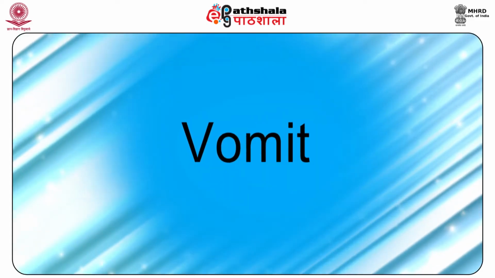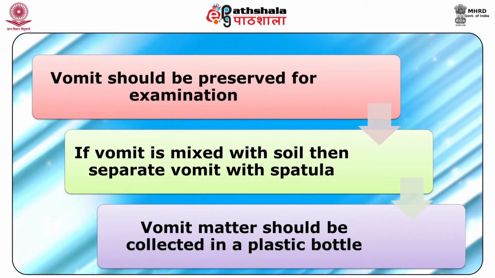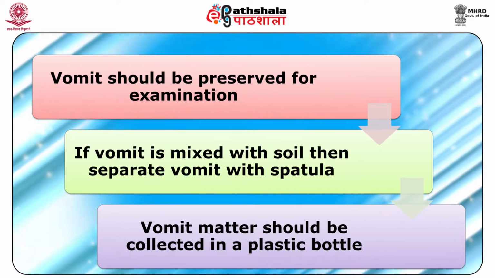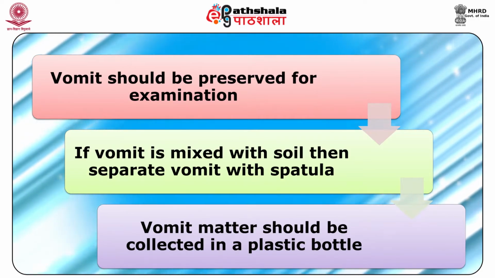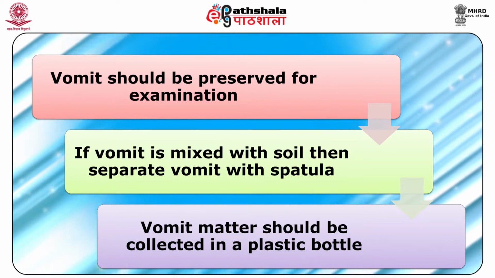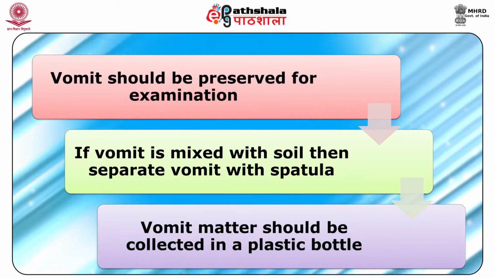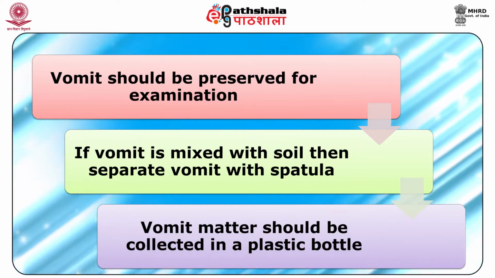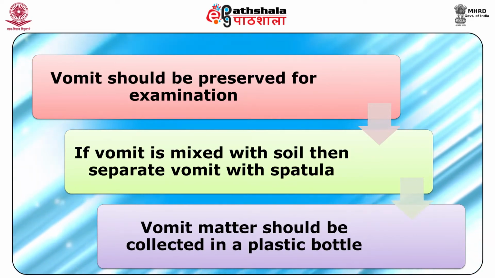Next we have vomit. If vomit is present at the crime scene, then preservation of it should also be done. If vomit is mixed with soil, then vomit is preserved as it is with the help of a spatula. Vomit matter is collected in a plastic bottle with suitable things after wearing gloves.